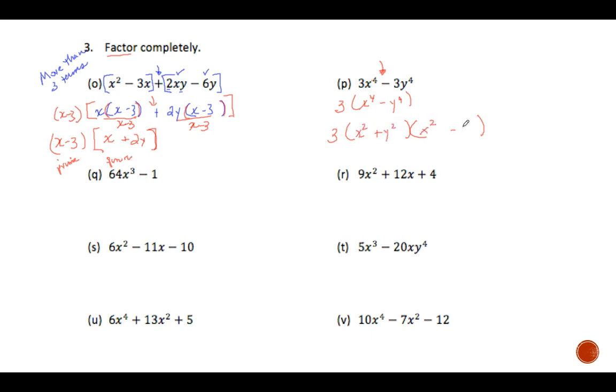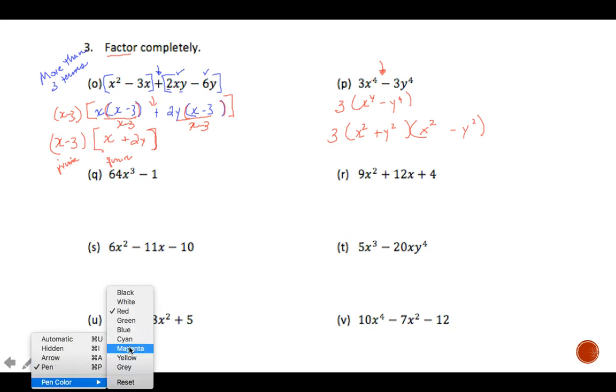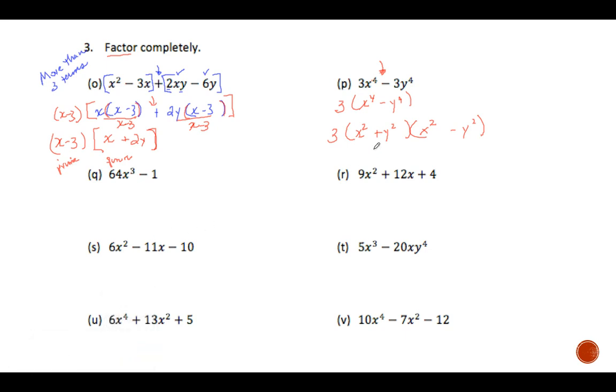And then make sure that you have prime factors. 3 is just a multiplier, it's not a factor, right? So that's fine. x squared plus y squared, this factor here is the sum of perfect squares. The sum of perfect squares is prime. But this is another difference of two perfect squares. This factor can be broken down further.